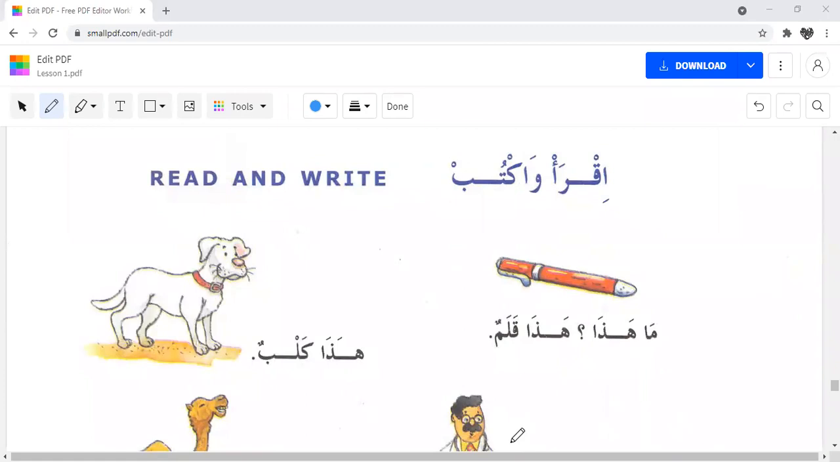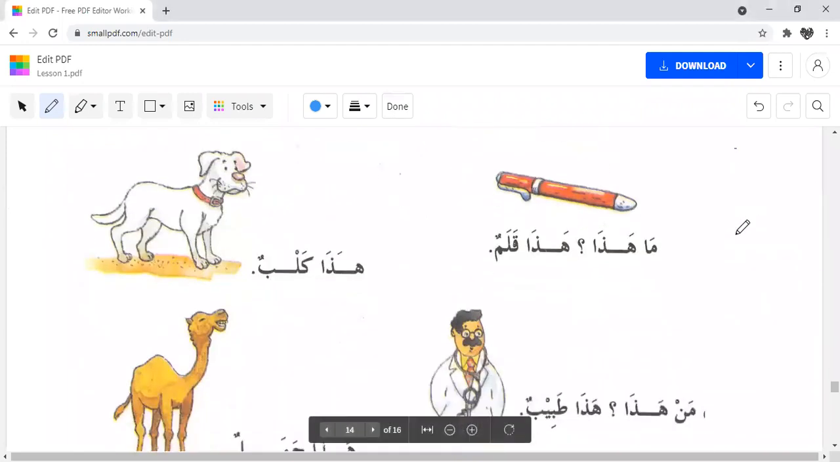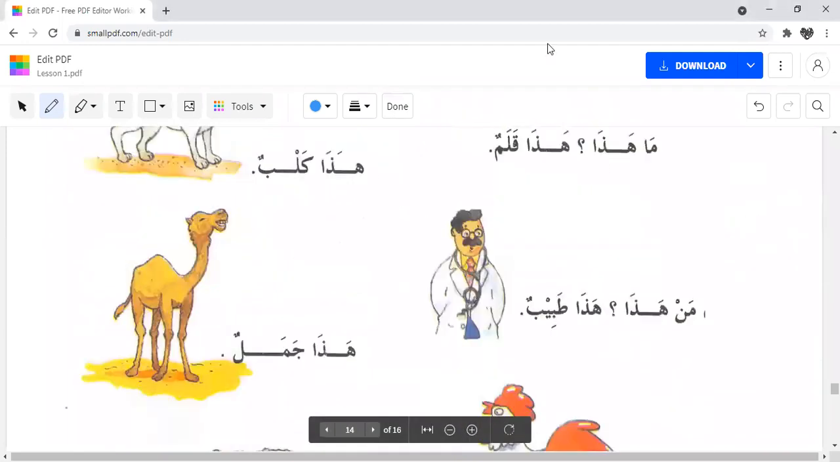Sumaya, could you please read? Assalamu alaikum. Wa alaikum assalam. Ma hada, hada qalamun. What is this? This is a pen. Very good. And this one as well? Hada kalbun. This is a dog. Okay, very good.